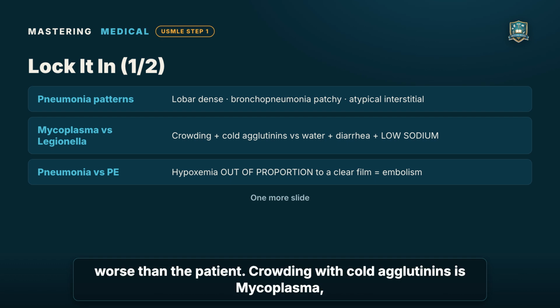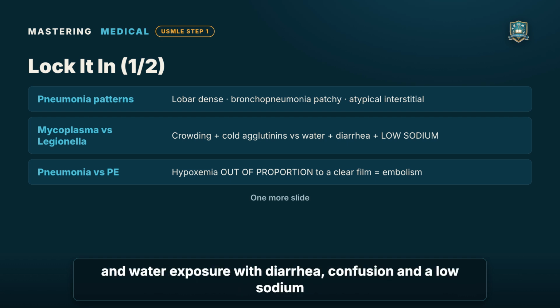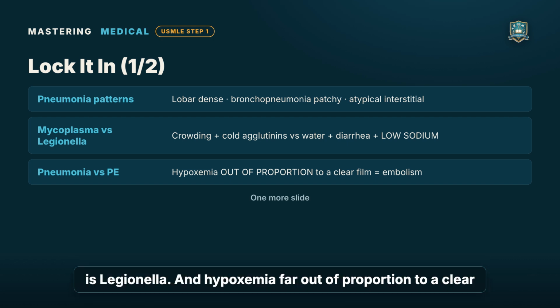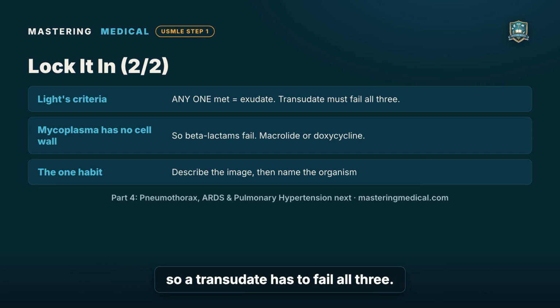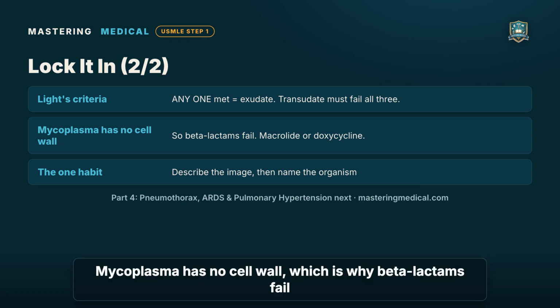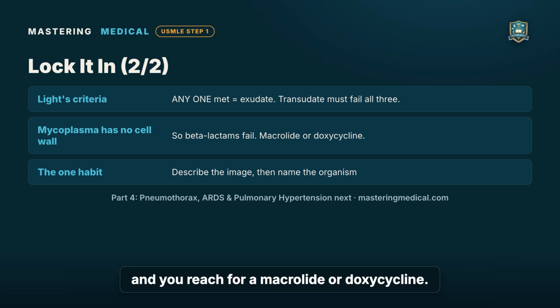Crowding with cold agglutinins is Mycoplasma, and water exposure with diarrhea, confusion, and a low sodium is Legionella. And hypoxemia far out of proportion to a clear chest film is pulmonary embolism until proven otherwise. Light's criteria make it an exudate if any single one is met, so a transudate has to fail all three. Mycoplasma has no cell wall, which is why beta-lactams fail and you reach for a macrolide or doxycycline. And the habit for this video: describe the image before you name the organism.